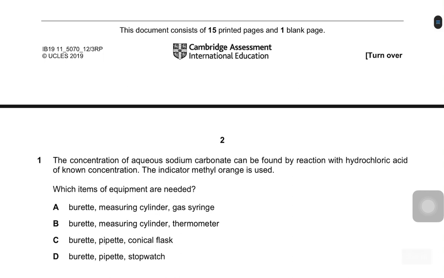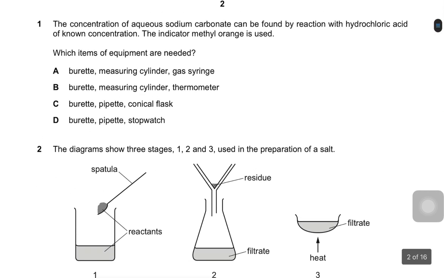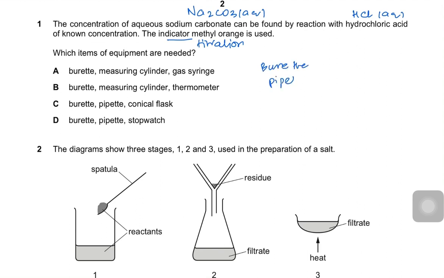So let's begin. Question 1 says, the concentration of aqueous sodium carbonate can be found by reaction with hydrochloric acid of known concentration. The indicator methyl orange is used. We know an indicator is being used, which means it's a titration. Sodium carbonate is a soluble substance, even though it's a carbonate, and it's reacting with hydrochloric acid, which is again aqueous. Which items of equipment are needed? Before looking at the options, we know we need a burette. We're going to need a pipette, and perhaps a conical flask.